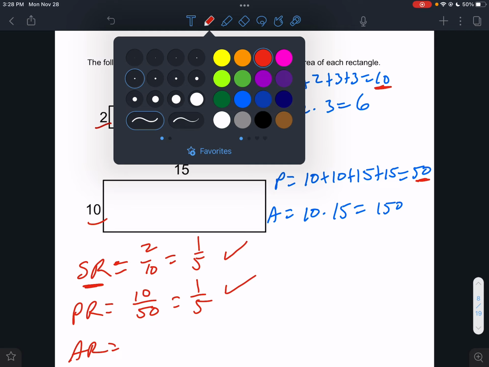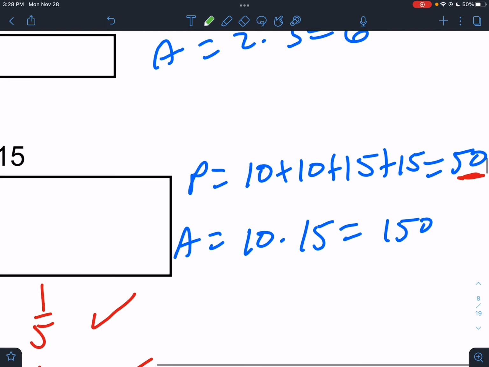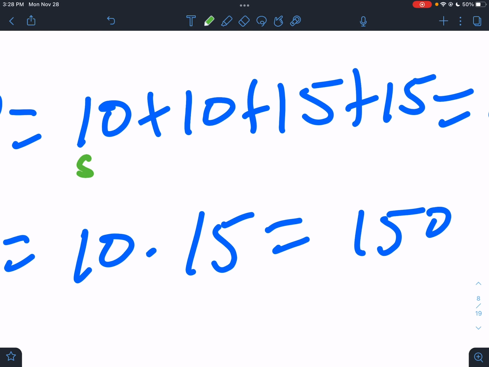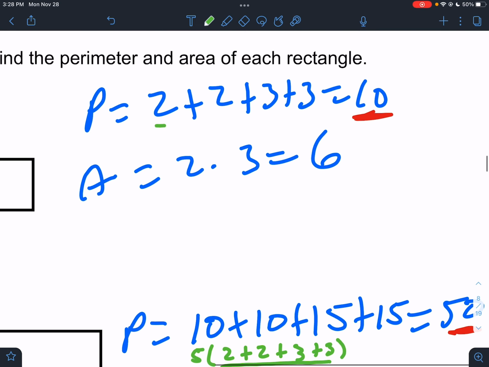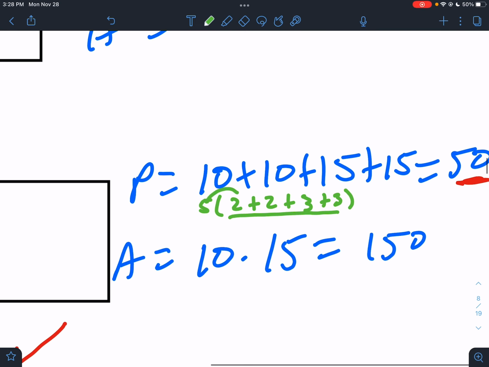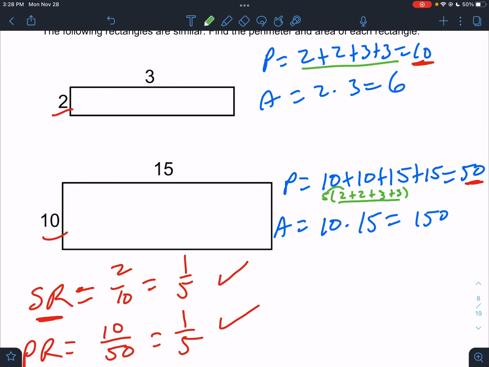Why does that work? Well, real quick, if we go here, look at those numbers. Could I factor out a 5 and say 2 plus 2 plus 3 plus 3? Well, what is 2 plus 2 plus 3 plus 3? Isn't that just this? So isn't it just 5 times the other perimeter? In other words, isn't it the same situation as the similarity ratio? Yes.